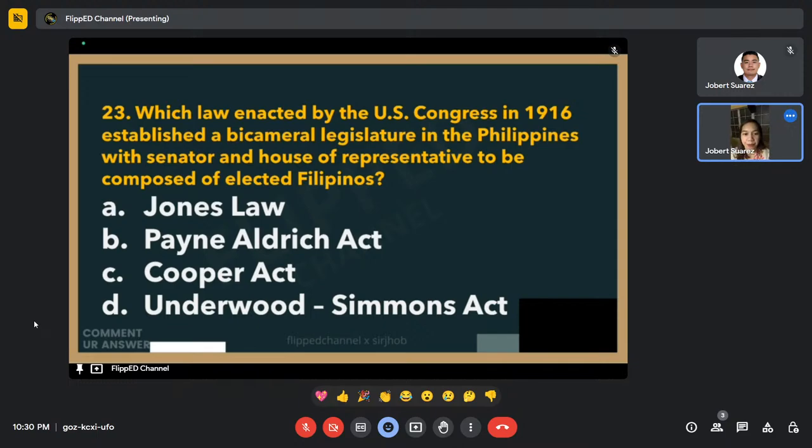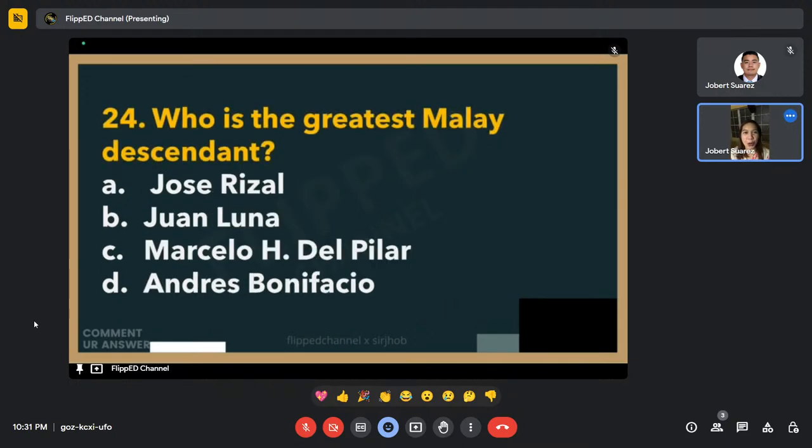U.S. Congress, elected Filipinos, 1916. Those are the keywords. Okay, the correct answer for number 23 is letter A, the Jones Law. Very good. Nakakatuwa, no? Na maraming nakakakuha ng tamang sagot. Tuloy-tuloy lang natin yan, kaguruan. Let's proceed with number 24. Who is the greatest Malay descendant?